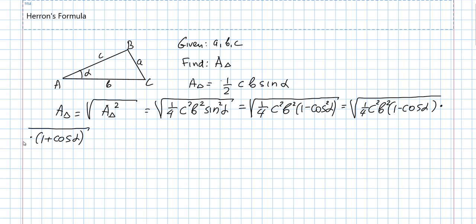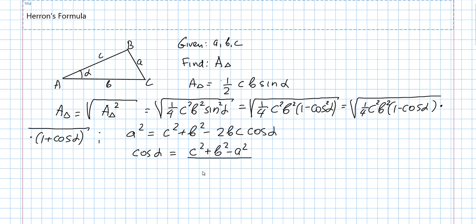Next, what should I do? I have to use the law of cosines and solve for cosine alpha. Using the law of cosines, I can say a square equals c square plus b square minus 2bc cosine alpha. From here, if I solve for cosine alpha, this gives me c square plus b square minus a square, divided by 2bc.